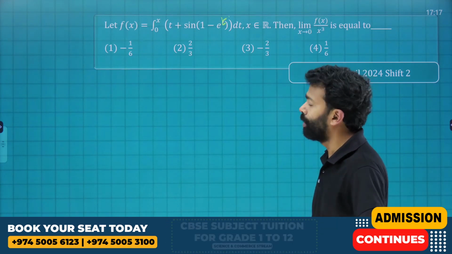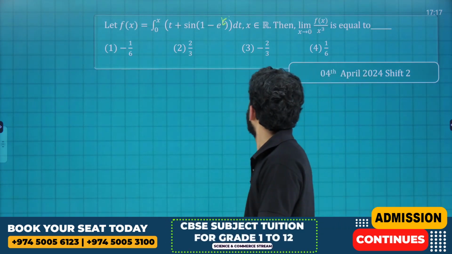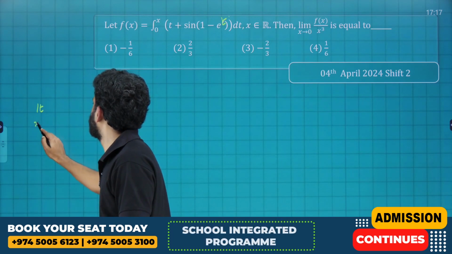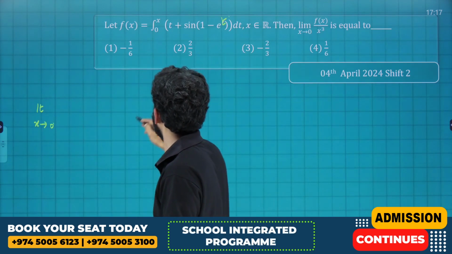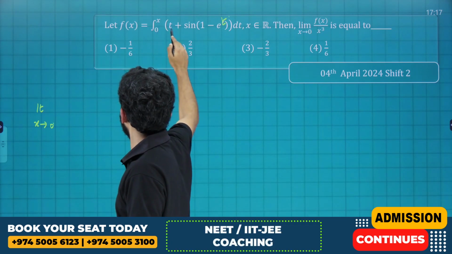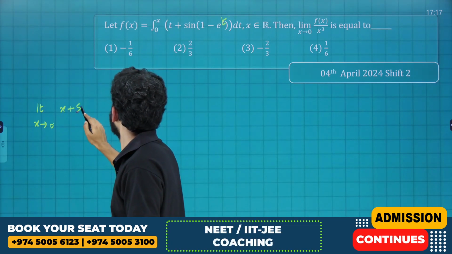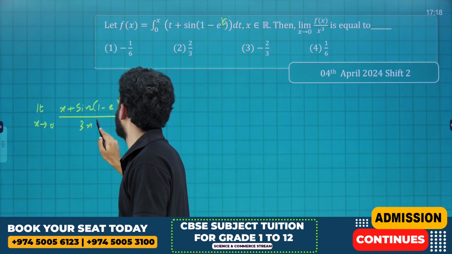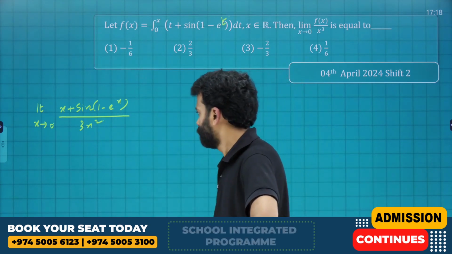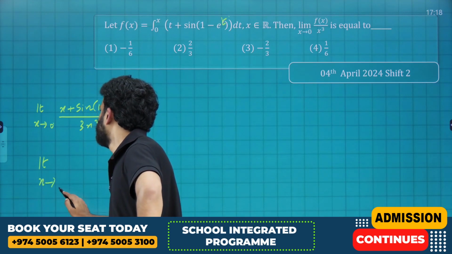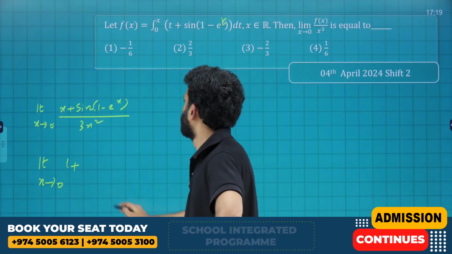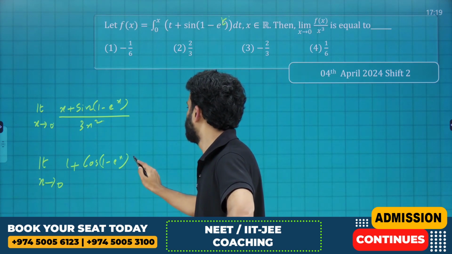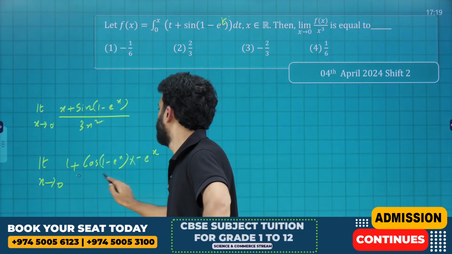Therefore, I am going to differentiate it directly. Let's try. That is limit x tends to 0. If you differentiate this, you will get 1, and apply x over here and here as well. That is x plus sine of 1 minus e raised to x divided by 3x square. Okay, we can directly differentiate this again. It will be limit x tends to 0, 1 plus, what is the derivative of this one? Cos of 1 minus e raised to x, and the derivative of what is inside is minus e raised to x, divided by 6x.